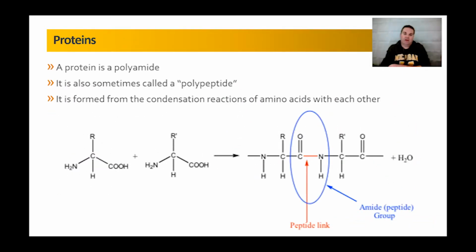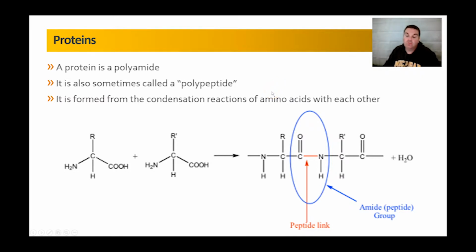Now, when we get amino acids together, because we have an amine on one end and a carboxylic acid on the other end, we can do a condensation reaction to form an amide. However, because we've got one on each end, we can keep going and form polyamides. Now, when we're talking about polyamides that are made from amino acids, we often call those polypeptides. And what we also sometimes call them is proteins. So a protein is a polypeptide, which is a polyamide.